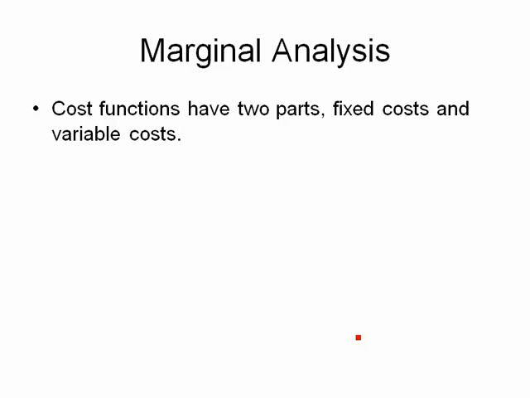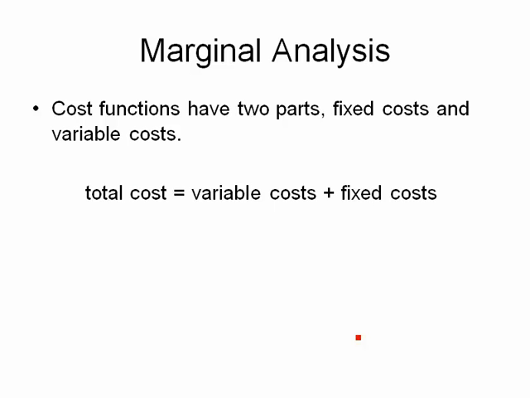So let's start with cost functions. Cost functions typically have two parts, fixed costs and variable costs. And for the most part, we're going to deal with linear cost functions. So our total cost is going to consist of our variable costs, those are the costs that change as we increase production, plus the fixed costs, those are the costs that don't change as we increase production.